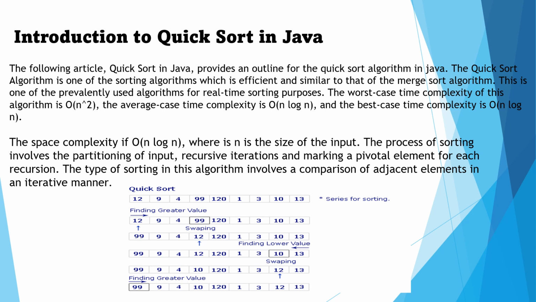the partitioning of the input and recursive iterations, making a pivotal element for each recursion. The sorting in this algorithm involves the comparison of adjacent elements in an iterative manner. Look at this quicksort method in the picture below.